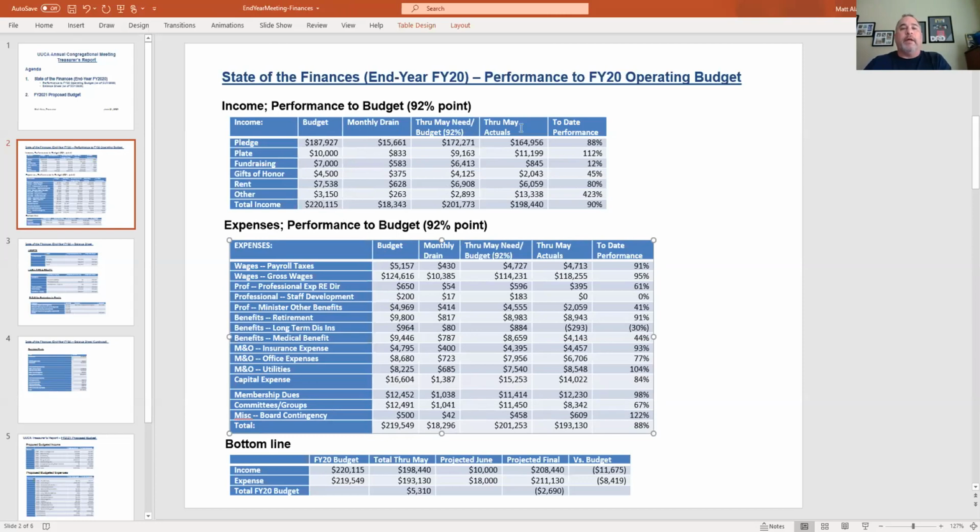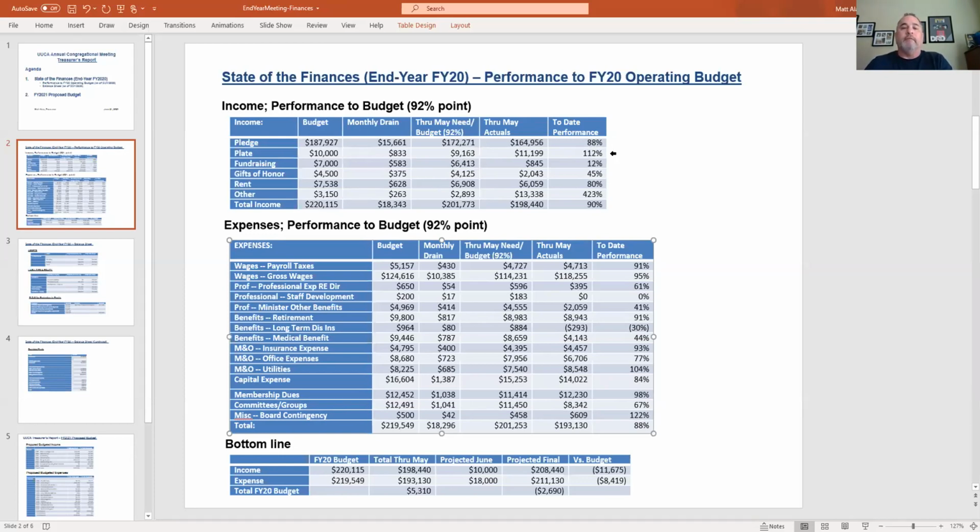What we really need to pay attention to are these next 2 columns, which show the performance for the year. This column is where we should be for the year, and this is where we stand based on actuals. So 11 out of 12 months for pledge income is $172,000. In actuals, we're at $165,000, so we're about $7,000 short. Percentage-wise, we should be at 92%, and we're at 88%.